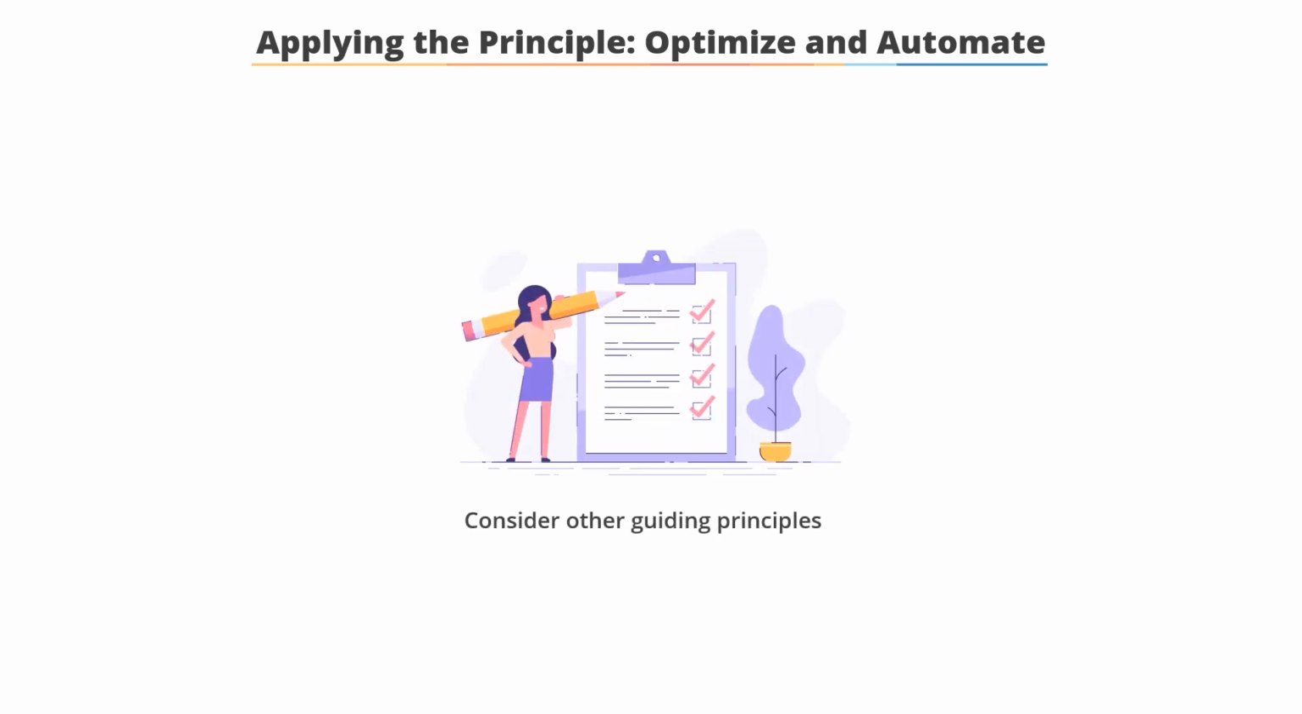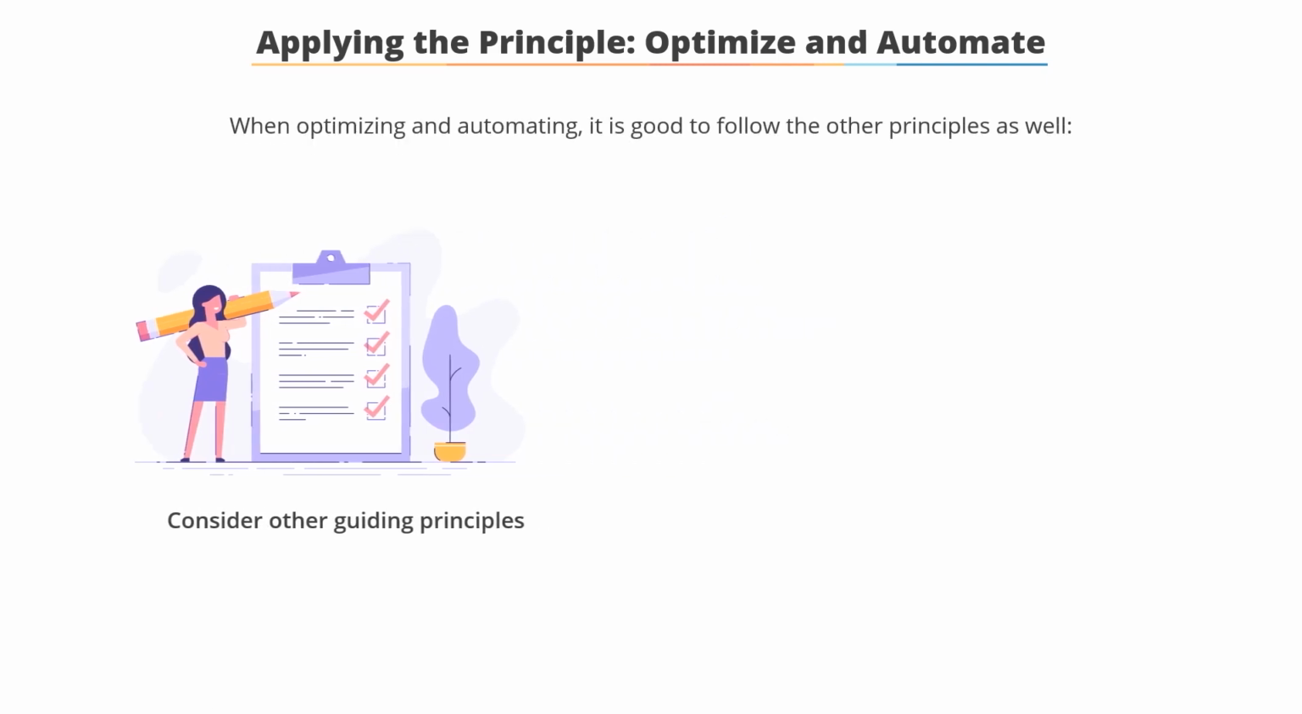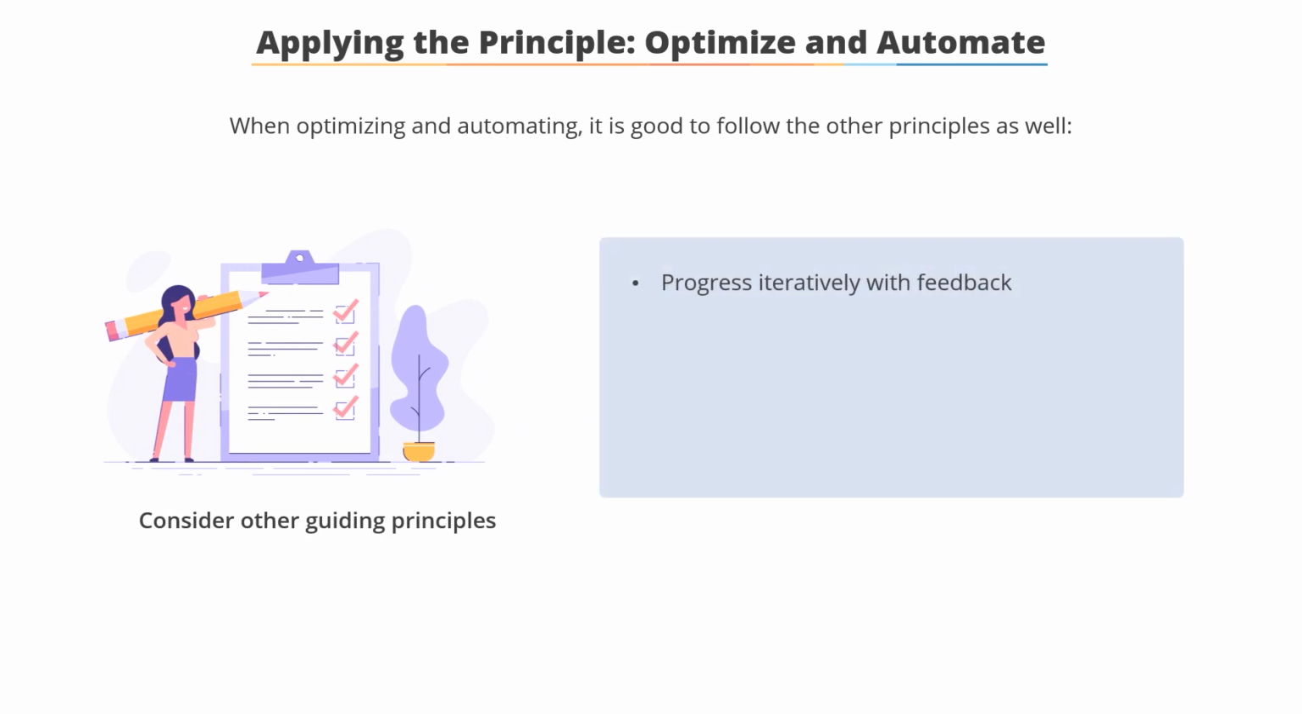Use the other guiding principles when applying this one. When optimizing and automating, it is smart to follow the other principles as well. Progress iteratively with feedback. Iterative optimization and automation will make progress visible and increase stakeholder buy-in for future iterations. Keep it simple and practical. It is possible for something to be simple but not optimized, so use these two principles together when selecting improvements.